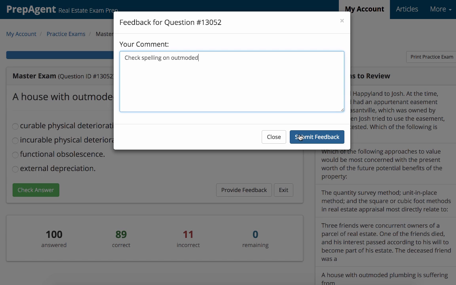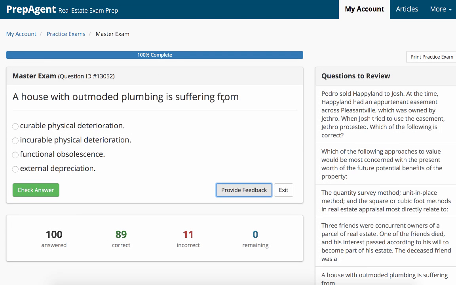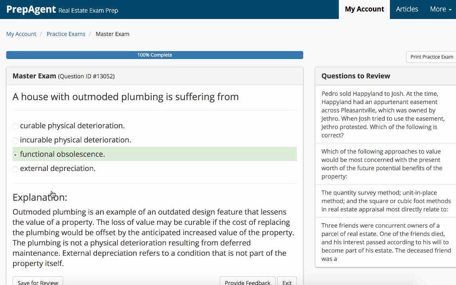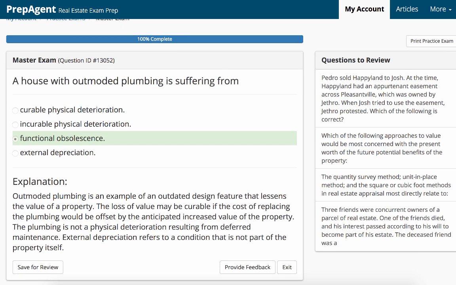Okay, outmoded. So I kind of guessed on that one, but I did go back and if we go with outdated, a house with outdated plumbing is suffering from functional obsolescence. Excellent. It is outdated. So I got to fix that. All right. So a house with outdated plumbing is suffering from functional obsolescence.